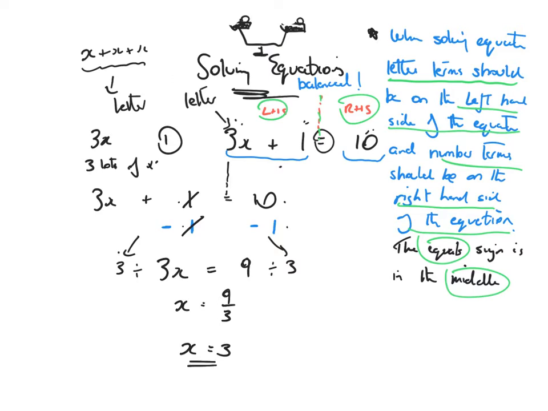Now I'm going to go over several of these using this method, just to make sure that you're fine with it, and let's take down example 2. Okay, example 2, 5x plus 1 is equal to 26.